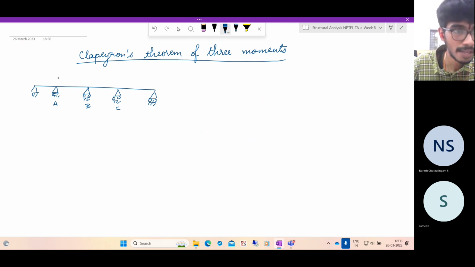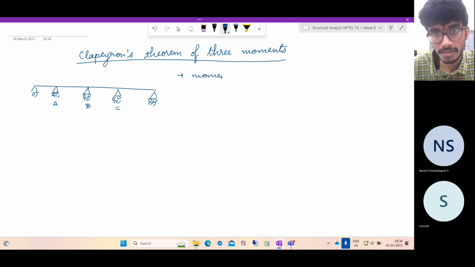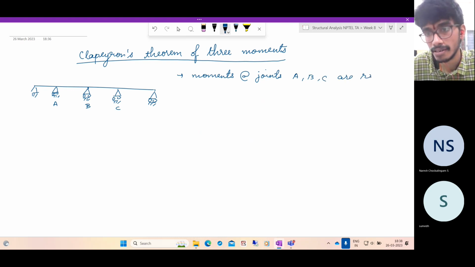So what do they do? This structure is statically indeterminate to the third degree. So I have unknown reactions here, here, and here. But instead of treating the vertical reactions as redundant forces, he treats the moment at these joints as redundant moments. So the moments at joints A, B, C are redundant.